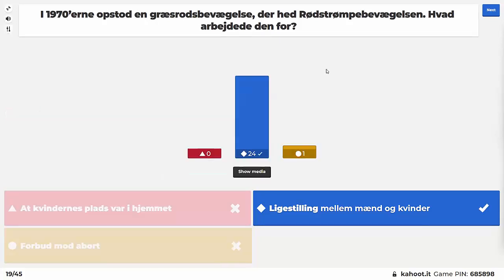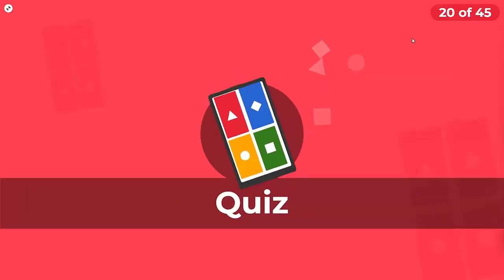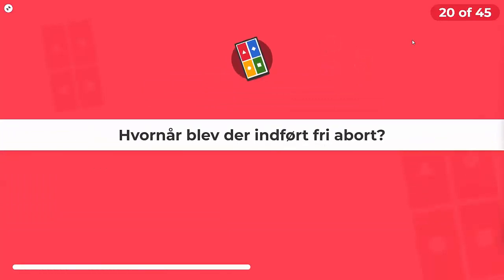Okay, only one person got this wrong. This is good. Person that got this wrong, get to know. You need to know. Zohal is fighting his way back. Now he's on the podium at number 3, and there's only just over 600 points between him and the guy at number 1. 3 players just hit an answer streak of 5. Excellent. And we're almost at the halfway mark.